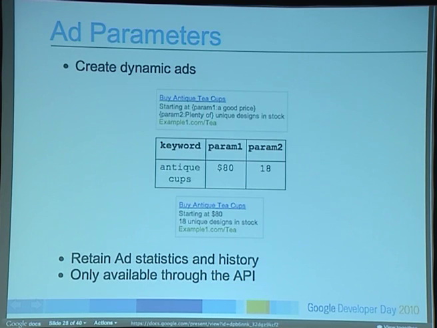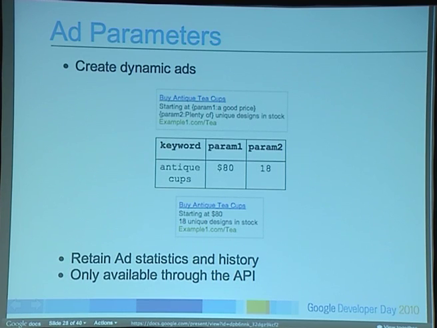Ad parameters are one of the best examples that we have, because ad parameters cannot be used through the AdWords web page. To use ad parameters, you have to use the API. Ad parameters are very important to change a few things in the ad dynamically. For example, in this ad, to buy teacups, you can insert 2 parameters inside the ad. In this case, when the keyword antique cups is used, the price and the discount will change dynamically.